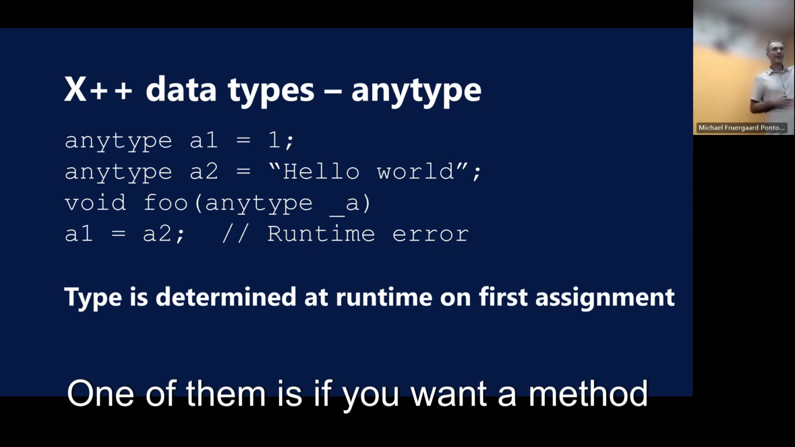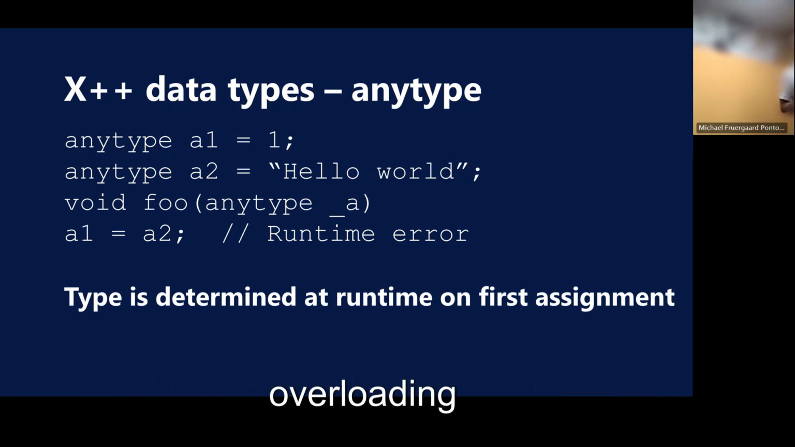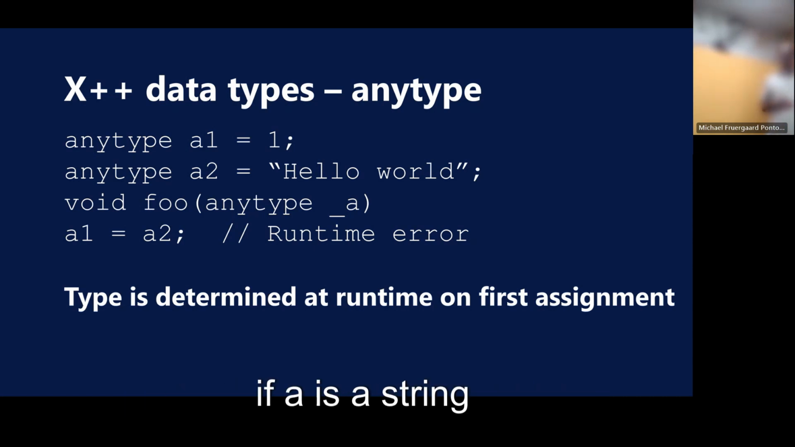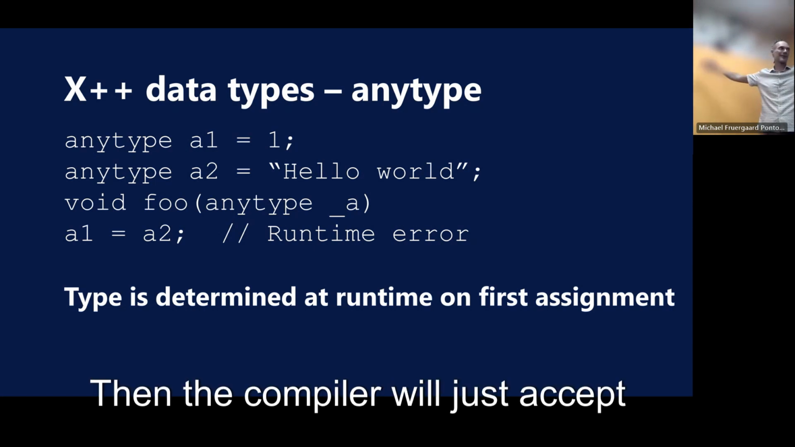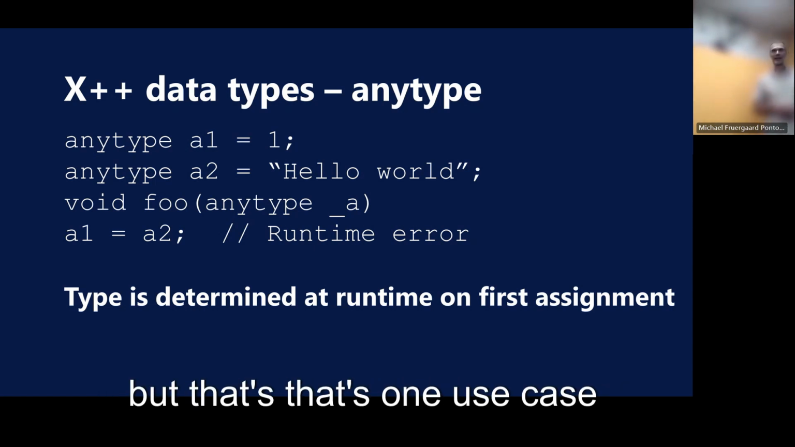One of them is if you want a method that can take multiple types, since we don't have method overloading. So you can say anytype, and then inside your code, you can say, oh, if A is a string, do this. If A is an integer, do that. Right? Then the compiler will just accept everything. It's dirty. It's not ideal, but that's one use case.